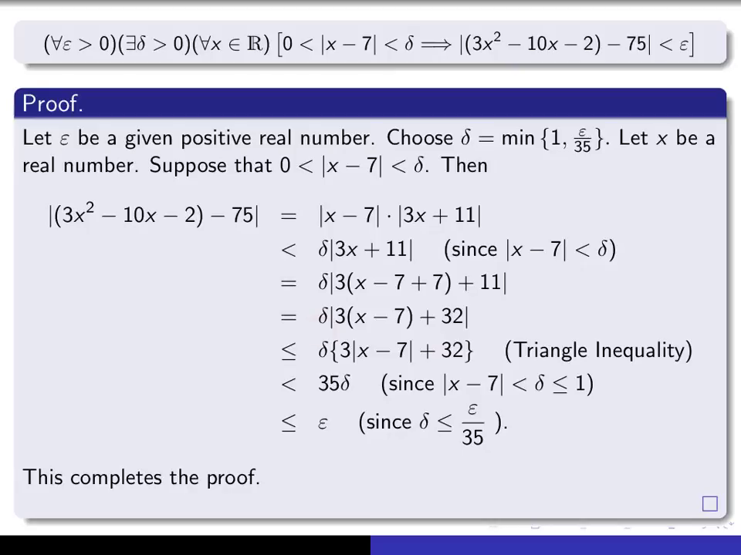It's less than or equal to delta times absolute value of this plus absolute value of this, and that's what I wrote here. And that's smaller than 35 delta because this is smaller than delta, which is in turn smaller than 1 from here. So this is smaller than 3 plus 32, which is 35 delta. And 35 delta is in turn smaller than epsilon because of this assumption here, which causes delta to be smaller than epsilon over 35. This completes the proof. And so we're done.